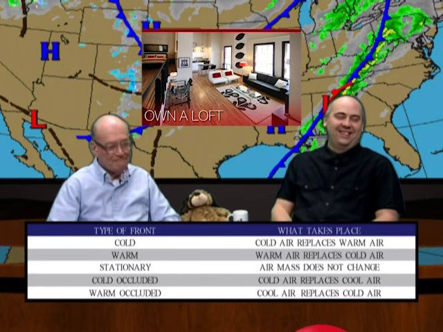So, we have cold occluded and warm occluded. And there's two types. The cold occluded is where cold air replaces cool air. You never go into the warm air. Then we have warm occluded where cool air replaces cold air, but the warm air is lifted aloft.